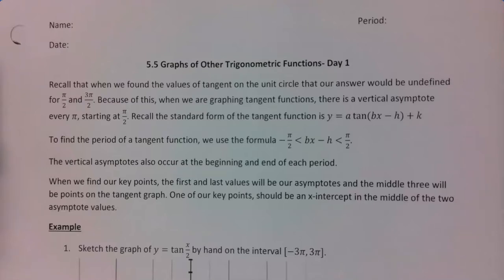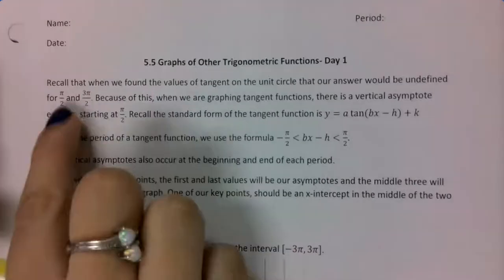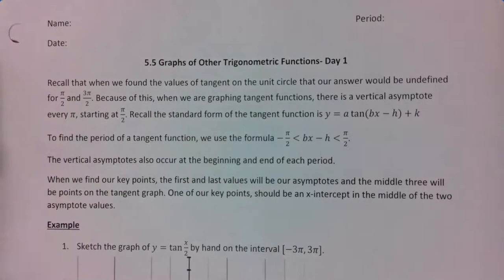When we are doing tangent and we try to find the values of tangent of pi halves or 3 pi halves, it is undefined. So because of that, it's going to give us vertical asymptotes every pi, because these are pi apart, starting at pi halves.